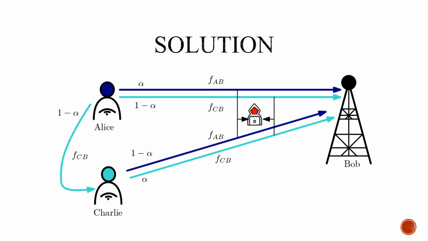At the same time, they use symbols from a pre-shared key and transmit them on FAB with their residual energies, that is alpha energy from Alice and 1 minus alpha energy from Charlie. This maintains the same average energy level on FAB as it was before the countermeasure. Also, the symbols on FAB and FCB are now independent.